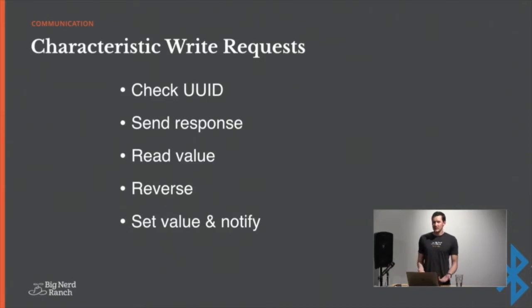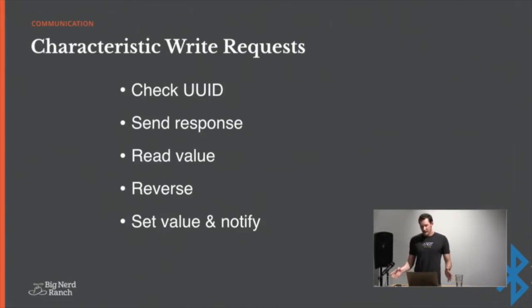It's just like an acknowledgement that we did receive your message. So first thing you do is that. So you're like, okay, yes, this is our UUID of characteristic, and we want to say that we got your message. That's pretty much step one. Then the next thing we're going to do is read the value. It's just a byte array.